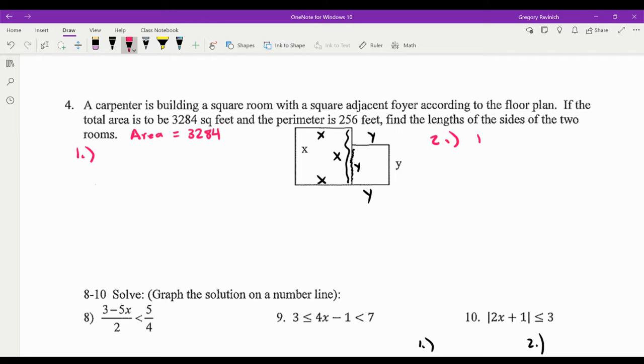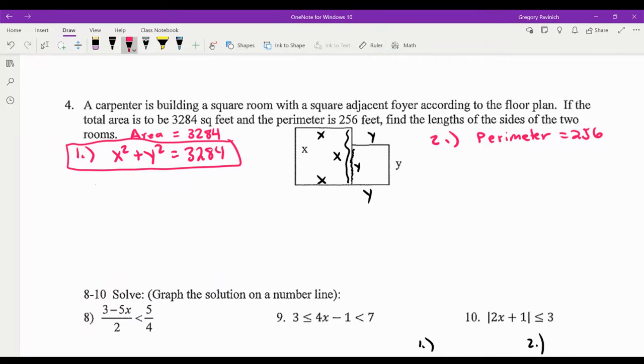and the perimeter, so here's probably the second one. Okay, and that is 256. Find the lengths of the sides of the two rooms. Okay, so the total area and the total perimeter. So area is of this square, right? Would be of x's, would be x squared. And then of this other square, which is y, is y squared. And that's going to equal 3284.